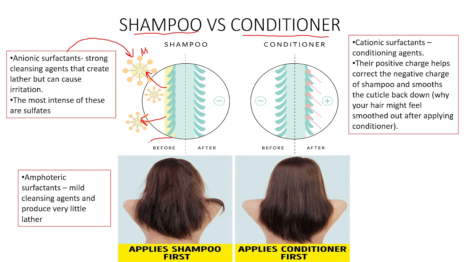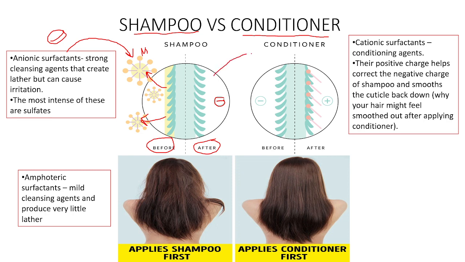See, this is before application. After application of shampoo, all the dirt or oil present on the hair can be removed. After washing the hair with the shampoo, the hair will get a negative charge. Why? Because the charge of the anionic surfactant is negative. Hence, after washing the hair with the shampoo, the hair will get charged.